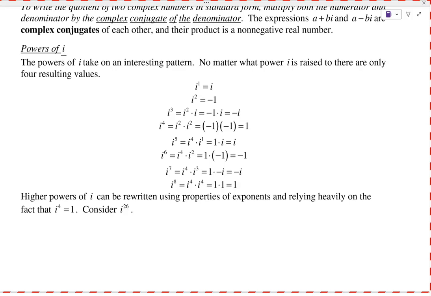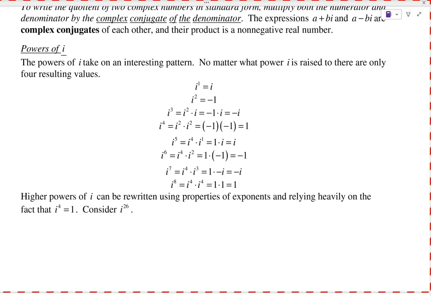Well, i to the fifth, we can write 5 as 4 plus 1. But what did we just say that i to the fourth was equal to? 1. And 1 times anything is itself, so 1 times i gives us i. Do the same thing for i to the sixth. 6 is 4 plus 2. So we have i to the fourth times i squared. i to the fourth again is 1. i squared is negative 1, so we get negative 1 again.